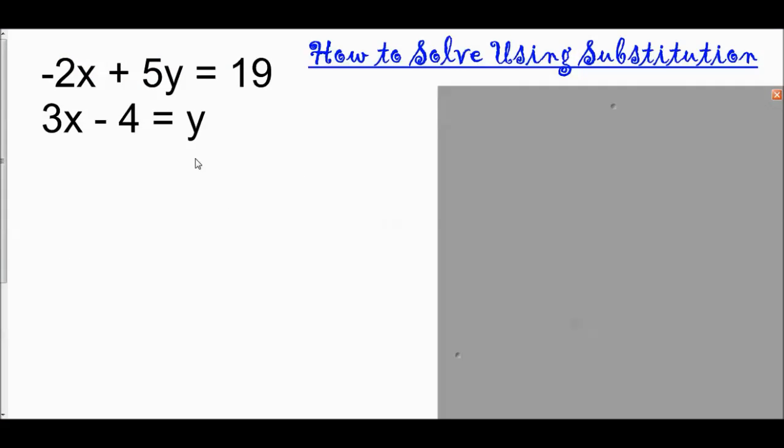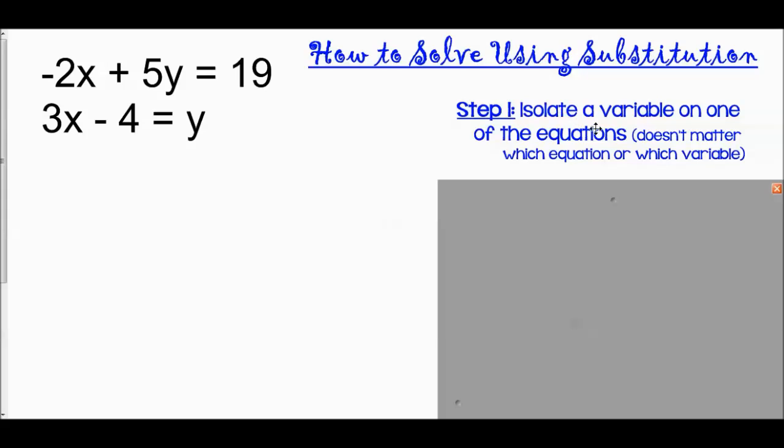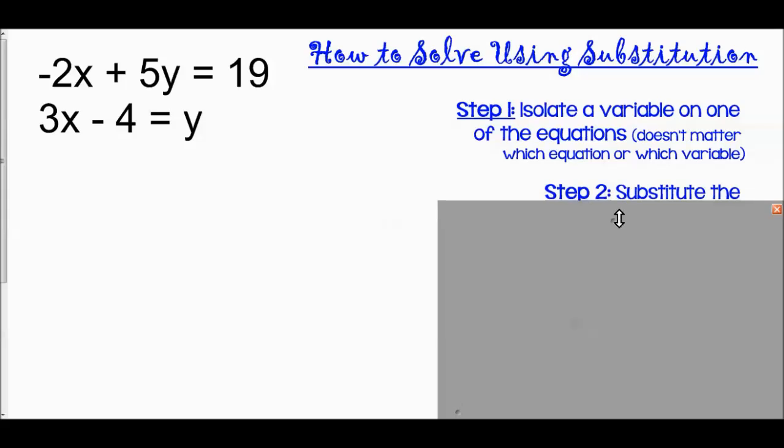Okay, so let's solve a little bit of a bigger system. So here's where you're going to get your exact how-to. Step 1 is to isolate a variable in one of the equations. It doesn't matter which equation you choose to start with, and it really doesn't matter which variable you choose. Now looking at our given system, negative 2x plus 5y equals 19, then I have 3x minus 4 equals y. That's already done for me. Y is already isolated. So step 1 is done for me.